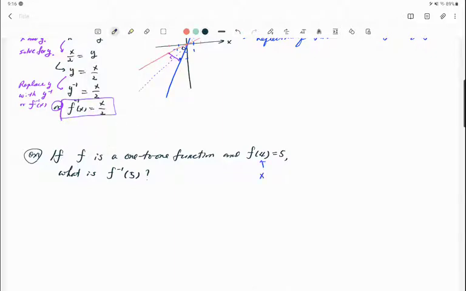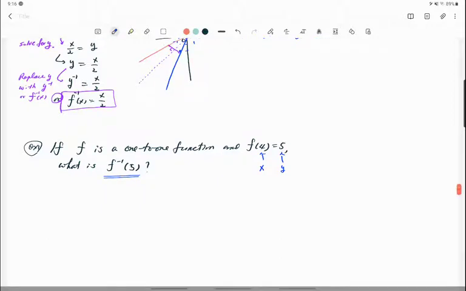This is the input value, and y is the output value. Then what is f inverse of 5? Inverse function f of 5. All right, then how do I find this one?